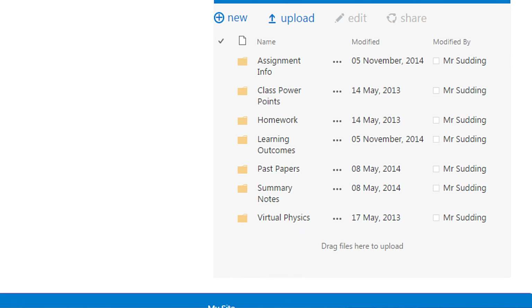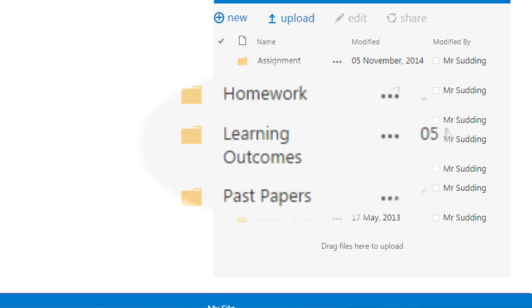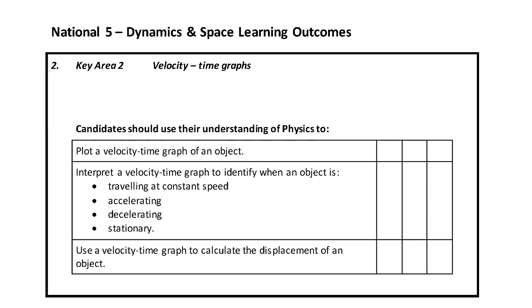The first thing to do is start at the learning outcomes for the dynamics and space test, and within that there is a key area called velocity time graphs. Within velocity time graphs there are one or two areas the child needs to know: how to plot a velocity time graph, how to interpret and use one of them to calculate displacement, and that would be enough for a period of revision. I wouldn't want the child to do any more than that.